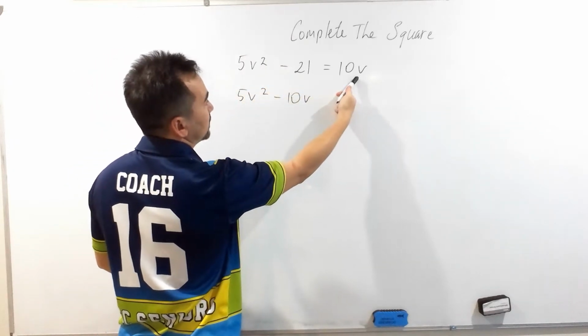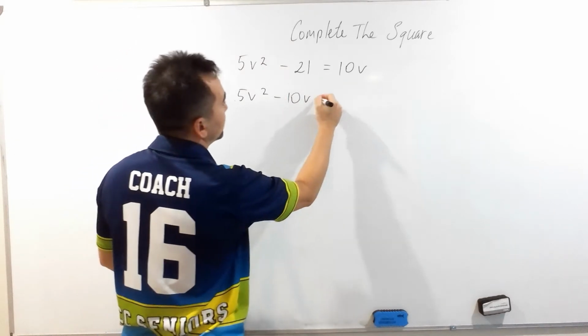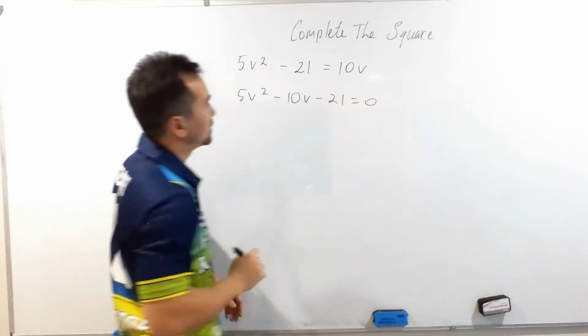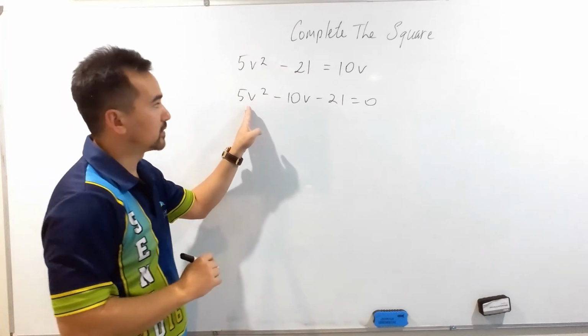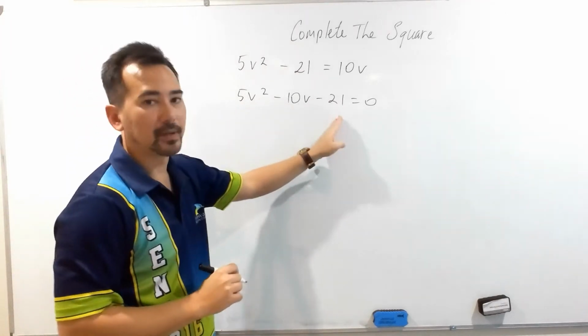Remember, when a positive 10v is on the right, it becomes negative on the left. And I've set it up so that my highest power comes first, lower power of v followed by my constant. Okay?